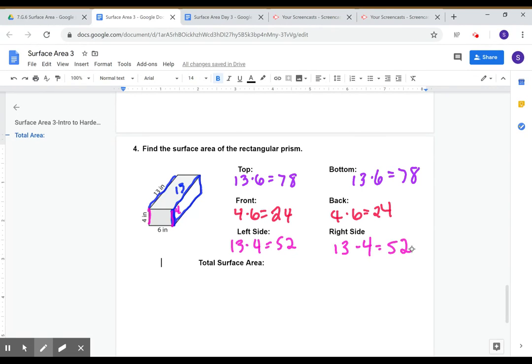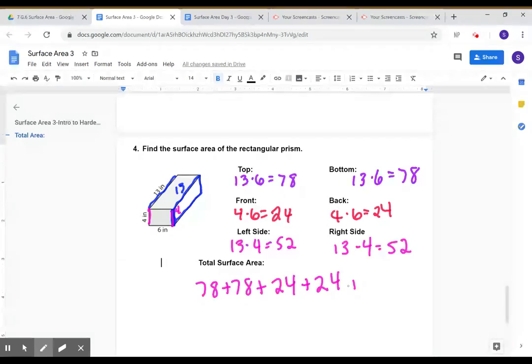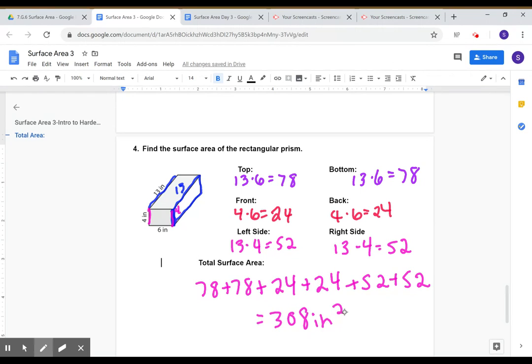So now what I want to do is add these all up. So I have 78 plus 78 plus 24 plus 24 plus 52 plus 52. When I add all those up, you should get a final answer of 308 inches squared.